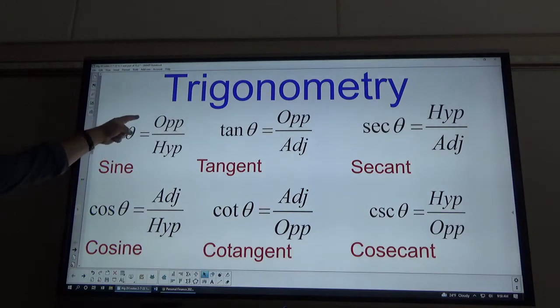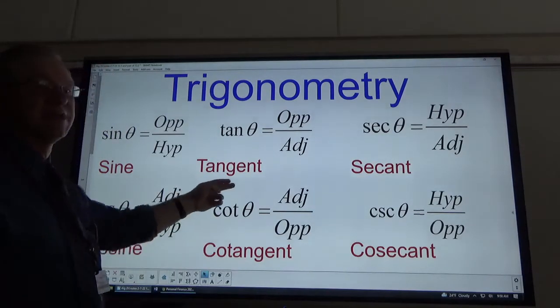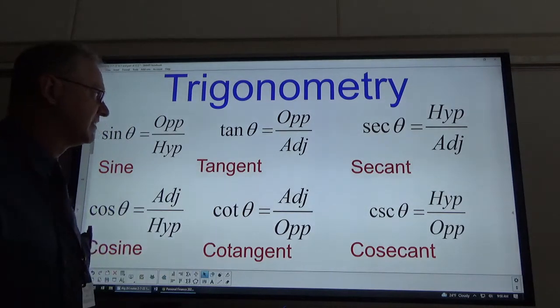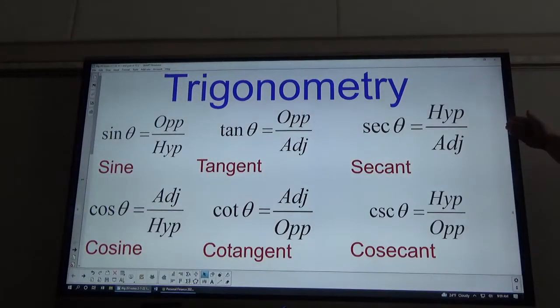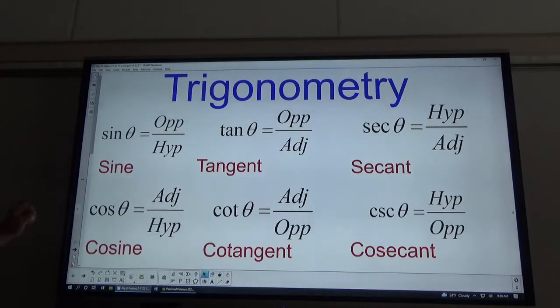Sine of theta equals the opposite side over the hypotenuse side. That's the ratio for sine. Cosine is adjacent over hypotenuse. Tangent is opposite over adjacent. Cotangent is adjacent over opposite. Secant is hypotenuse over adjacent, and cosecant is hypotenuse over opposite. This is also in your book, but you may want to write these down. Now this is not sin, it's sine. It's just the abbreviation for it.